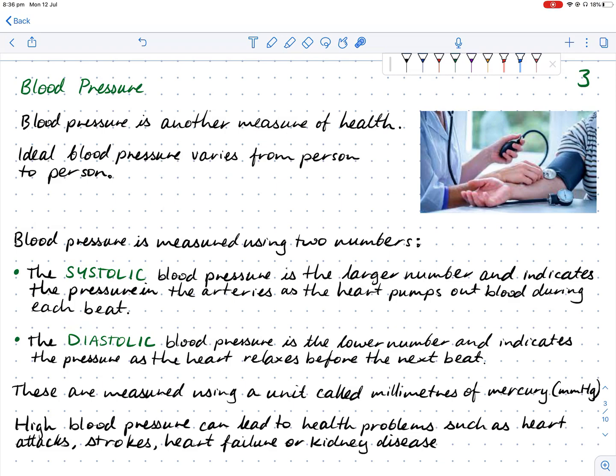and it is measured using two numbers. So if you have a look at the picture on the right, that's how a lot of doctors measure blood pressure. There are automated machines that do that now. You can buy one, keep it at home, and measure your blood pressure at any time. It is a really important thing to be looking at.